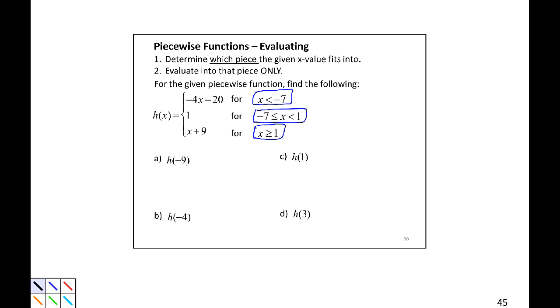Well, negative 9 is less than negative 7, so we're going to use this piece. We're going to evaluate this in negative 4x minus 20. Negative 4 times negative 9 minus 20. Well, that would be 36 minus 20, or 16. So h of negative 9 is equal to 16.